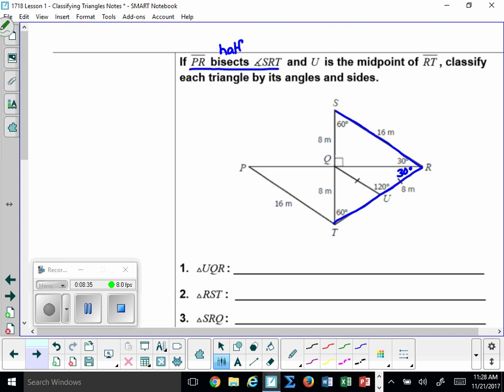We have that U is the midpoint of RT. Okay, here's RT. Here's U. What does it mean to be a midpoint? Again, it means we're cutting that segment in half. So if this half is 8, so is this. Classify each triangle by both angles and sides. So 2 names for every triangle.